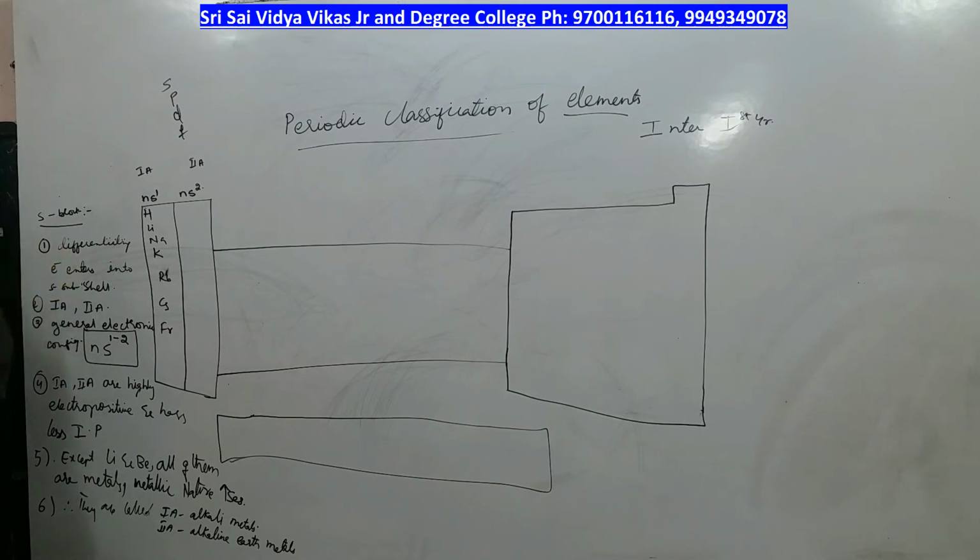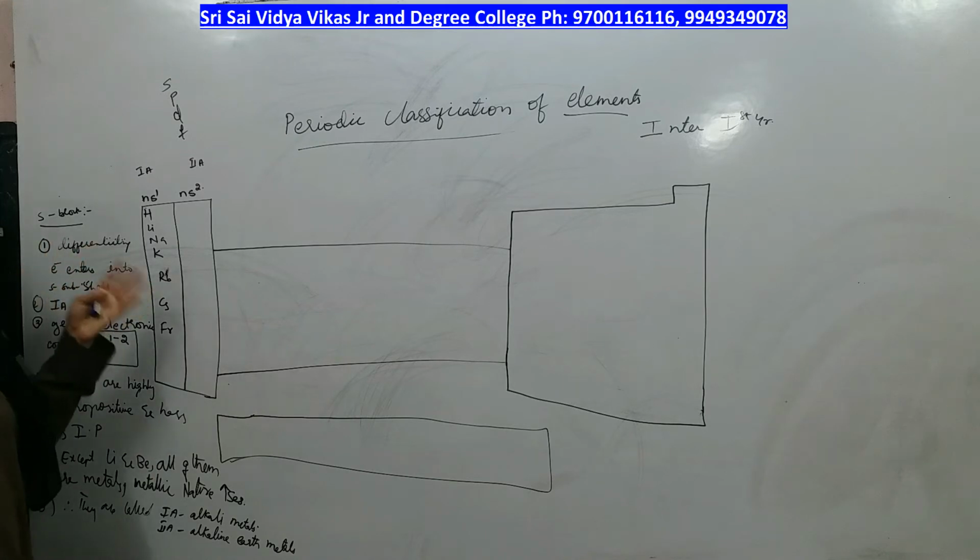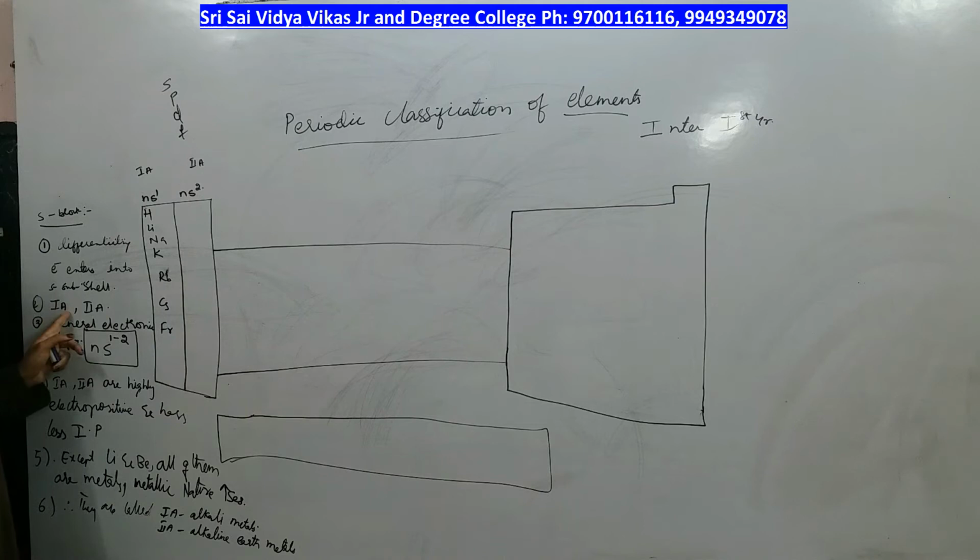The same points we should write for all the blocks, right. For S block, the differentiating electron enters into S subshell, that's why it is called as S block elements. Second point, who comes under that block? First A and second A group of the periodic table come under S block elements. Where is S block present? That also we should write. S block elements are present on the extreme left side of the periodic table. You add this point here. First A and second A, and they are present on the extreme left side, right.